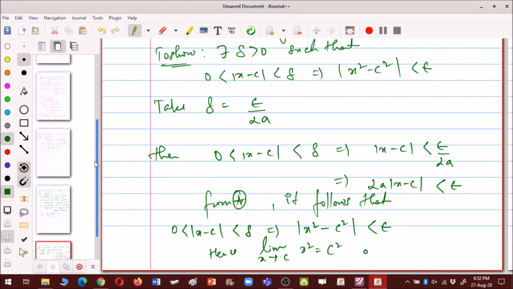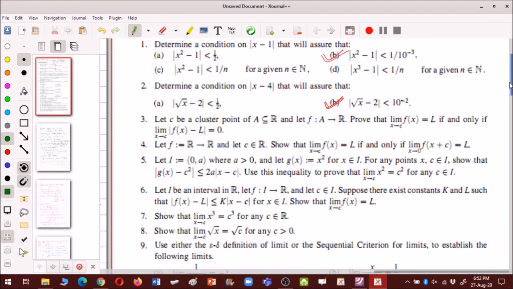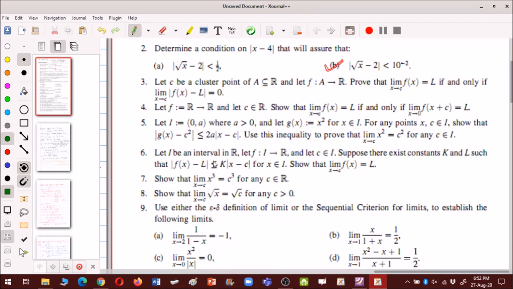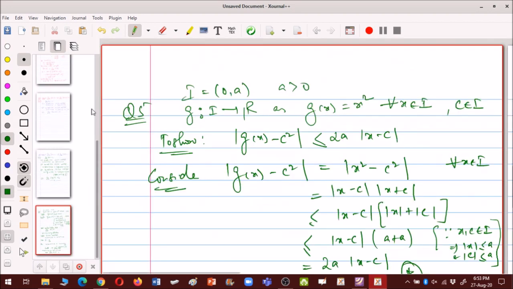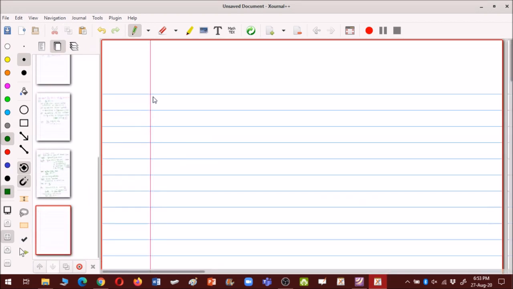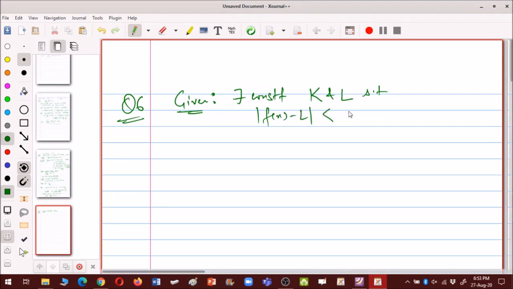Now let us move to question number 6. So in question number 6, we have to show: given that there exist constants k and l such that |f(x) − l| is less than or equal to k times |x − c|, we have to show that the limit as x tends to c of f(x) is equal to l.